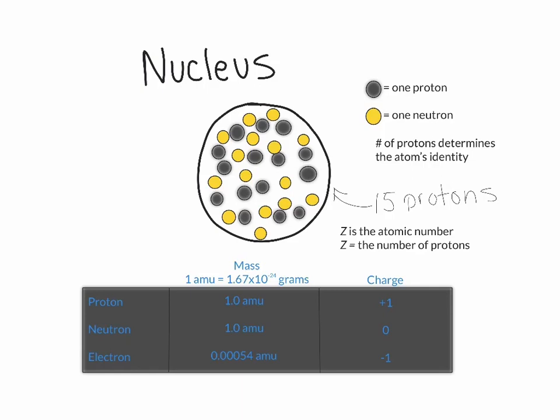Now if we have a neutral atom, that would dictate that we would also have 15 negatives, because 15 plus 15 minus equals 0, and that results in a neutral atom. So anytime we have a neutral atom, the protons and the electrons will balance one another out.